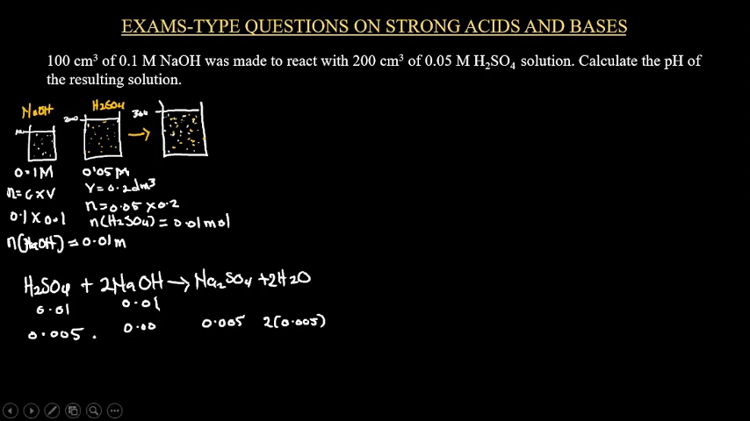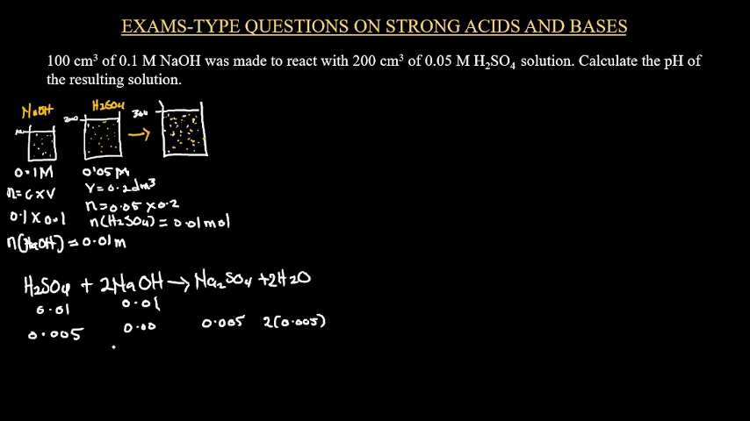Now, so we'll say that 0.005 mole of H2SO4 reacts with 0.01 mole of sodium hydroxide, okay? Because the mole ratio is 1 is to 2. So now let's find out what is going to happen in the solution.